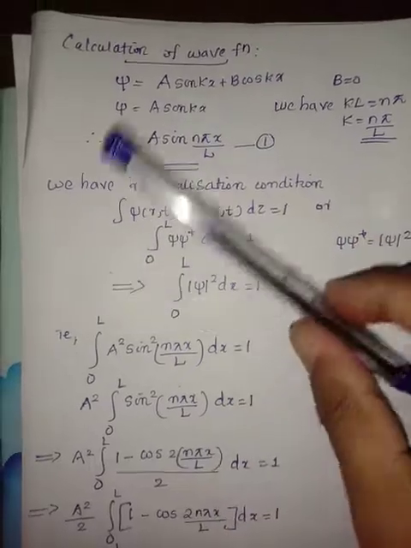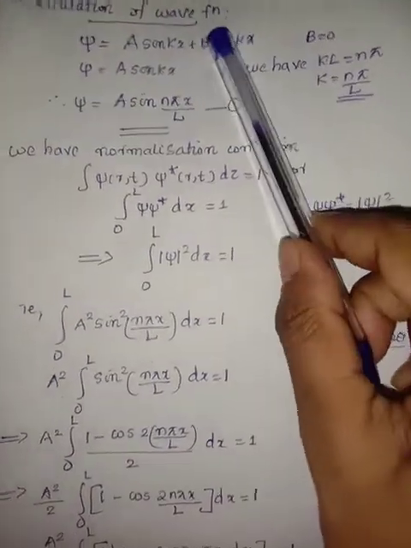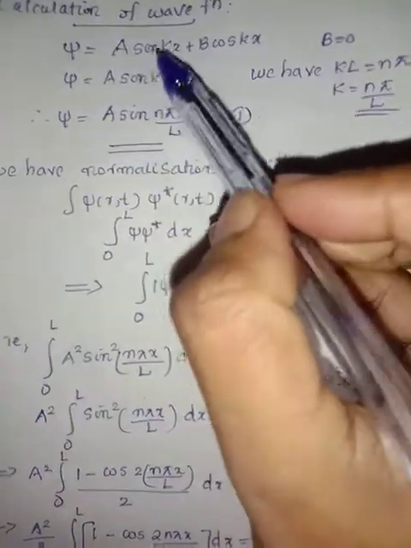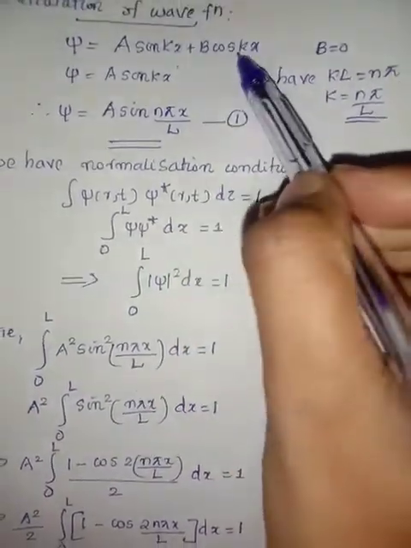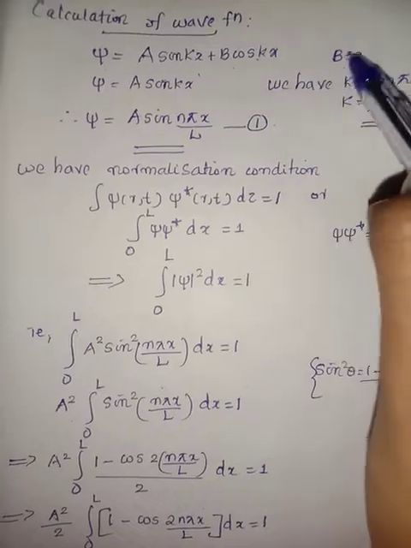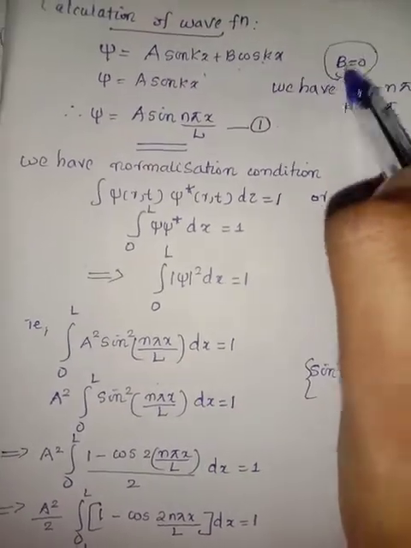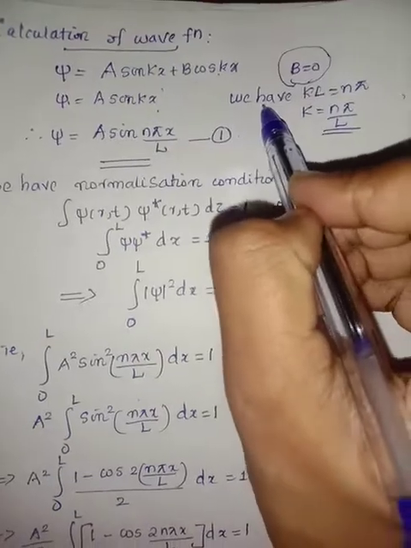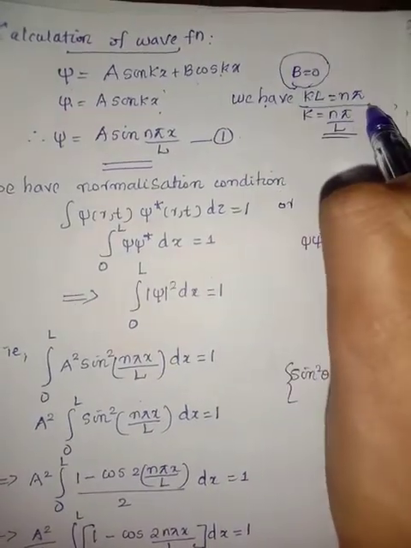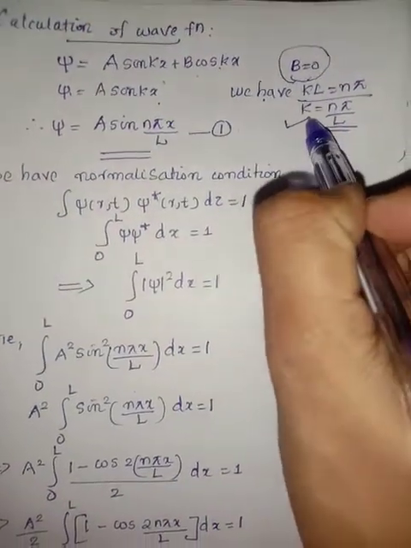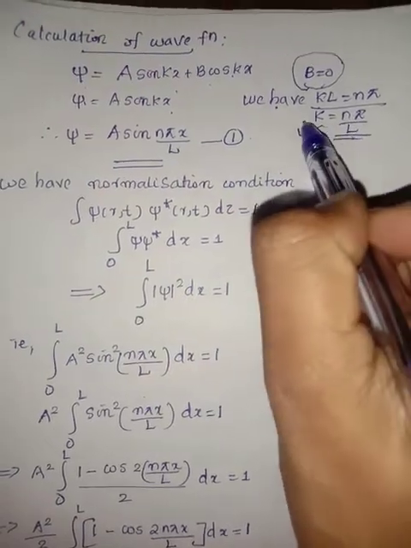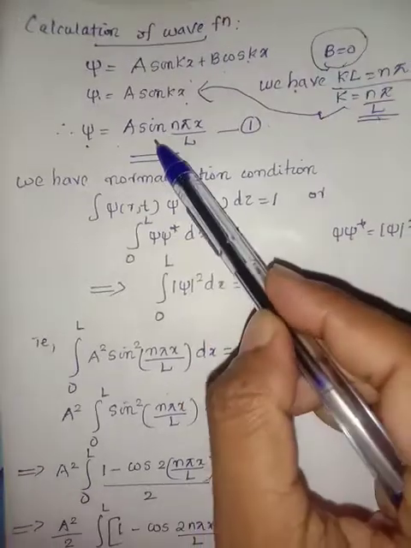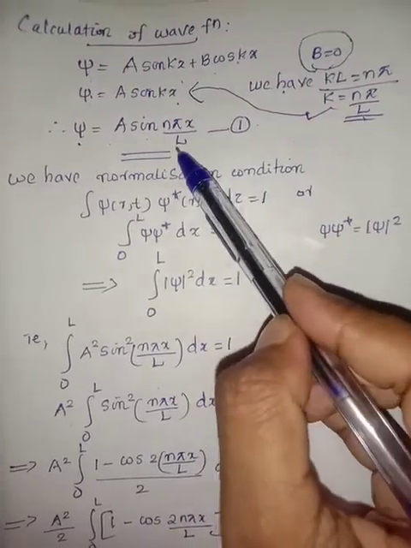We are going to write the correct form of the wave function. Already we have written psi is equal to a sin kx plus b cos kx, and applying the first boundary condition, we have b is equal to 0, so that psi is equal to a sin kx. In the second boundary condition, we have kL is equal to n pi, and from here k is equal to n pi by L. This can be substituted here, so that psi is equal to a sin n pi x by L, equation number 1.